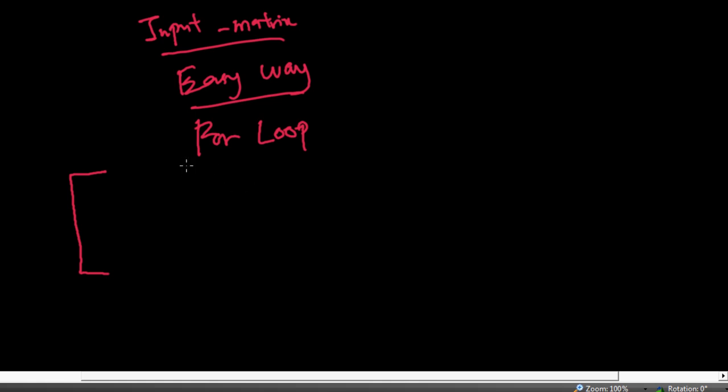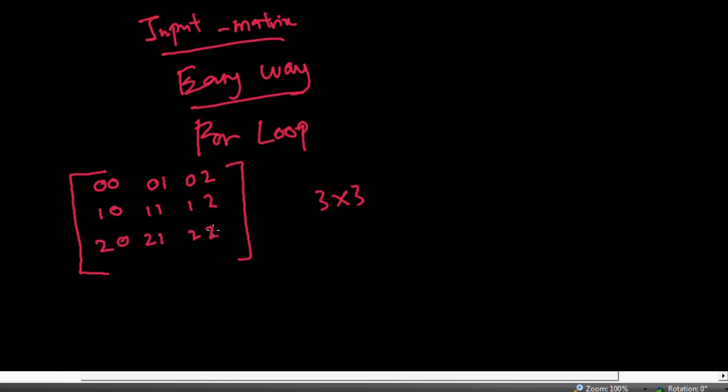Now let's say we have a 3 by 3 matrix, and I'll just write down the coordinates: 0,0; 0,1; 0,2; 1,0; 1,1; 1,2; 2,0; 2,1; 2,2. Alright, when we ask the user to enter a matrix, it's usually row by row.